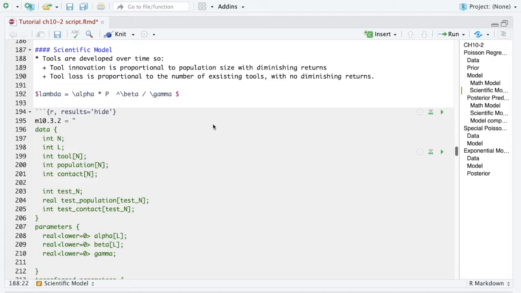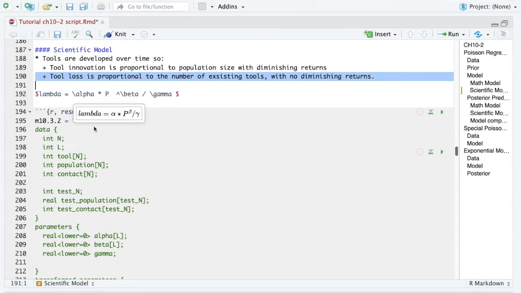So the author, as an expert in anthropology, suggests we use a more scientific model. From past research, we know that tool innovation is proportional to the population size, but with diminishing returns. Besides, as the number of tools becomes larger, some of them will disappear because we may have some duplicated tools, and as time goes by, people will only use the advanced tools. So the scientific model will be like this.